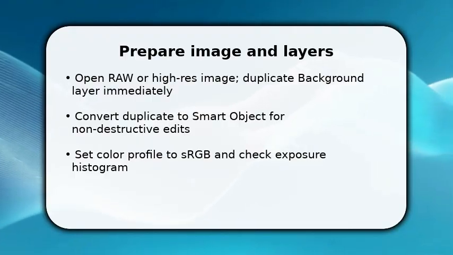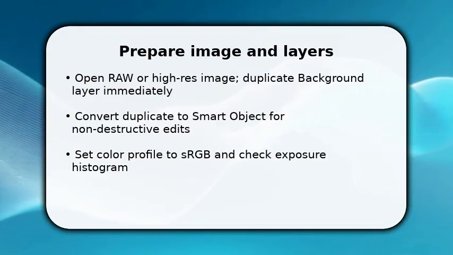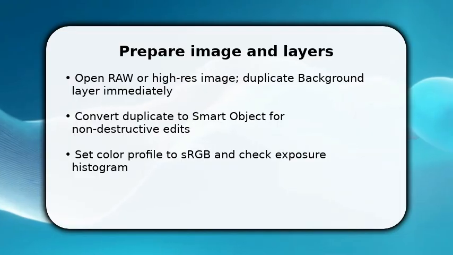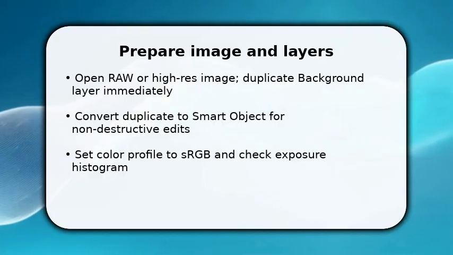You start by opening your high-resolution image and duplicating the background layer so you can always revert. Convert the duplicate to a smart object. This preserves filters and lets you tweak settings later. Once done, set the document to sRGB and glance at the histogram to verify midtones. You want room to darken without clipping.